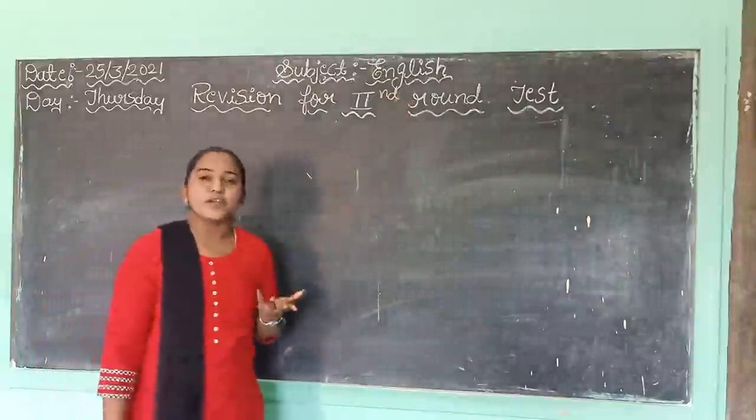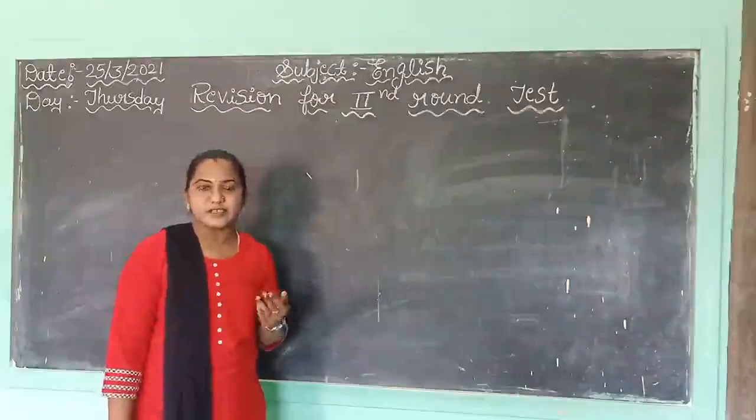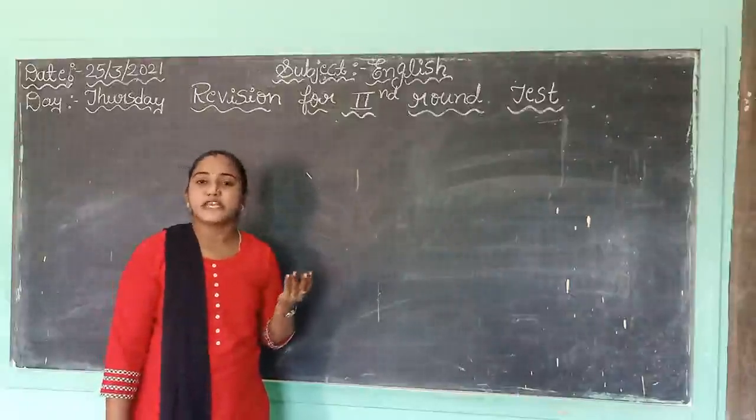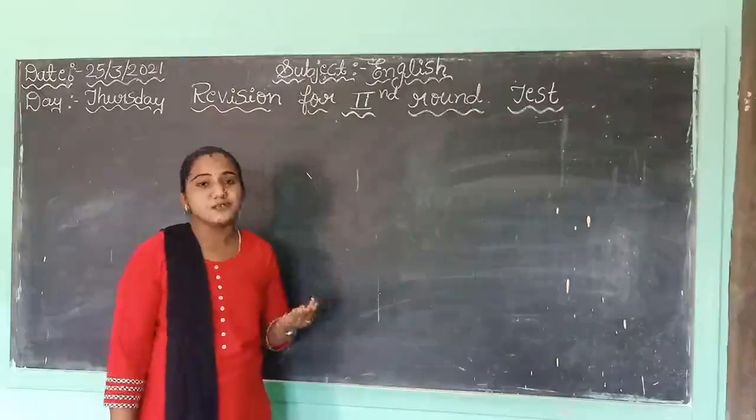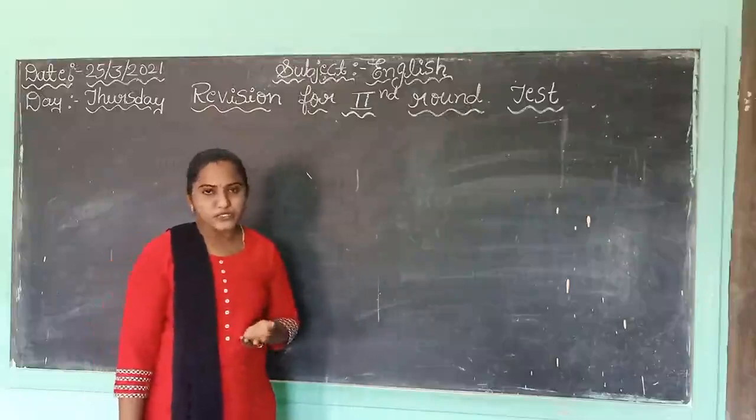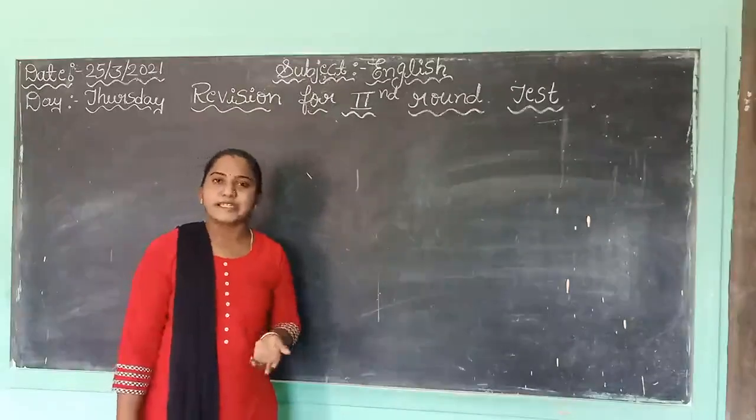In the previous class, what had we done in English, children? We had done some mains for the revision for the second round test, no? Those first main, second main, and third main. First main is the cursive letters, second main is rhyming words, third main is answer the following questions, no? Have you completed the classwork, children? Okay, I hope you all have completed the classwork.